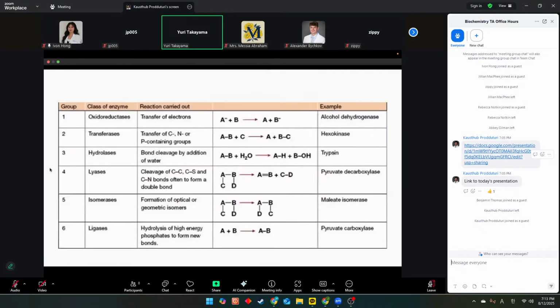These are the classes of enzymes. Don't worry about examples. Just know the enzyme and what it does. I think these enzymes are fair game. They could ask any of it on the exam, so make sure to know what they do. These are pretty self-explanatory, so if you don't have any questions, I'll move on to the next slide.